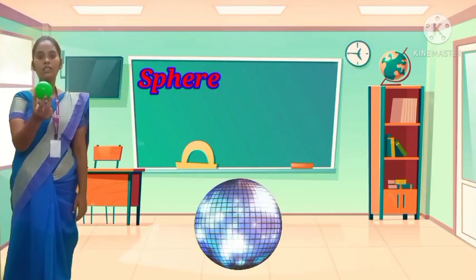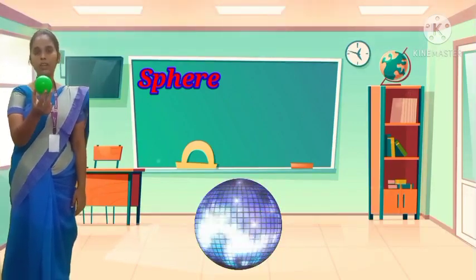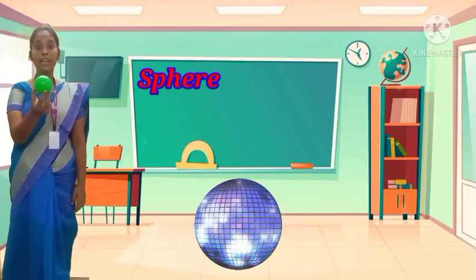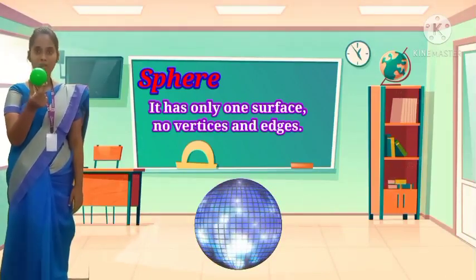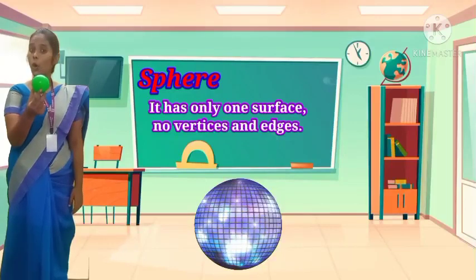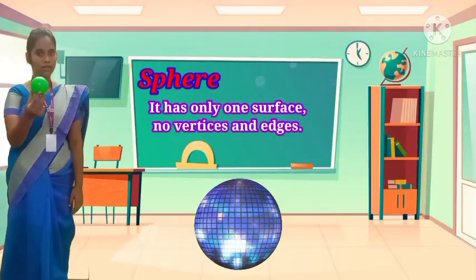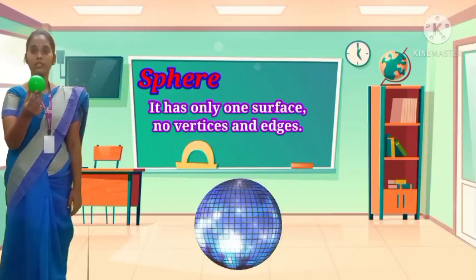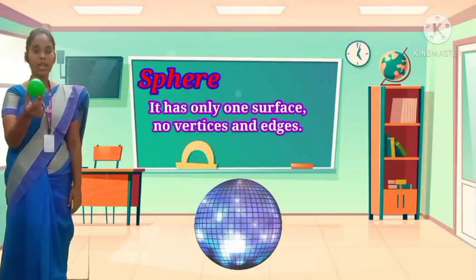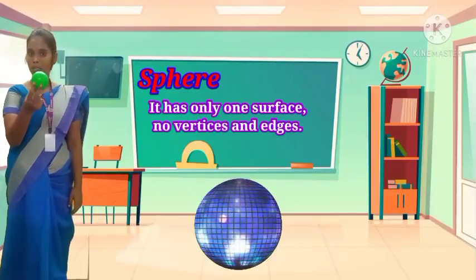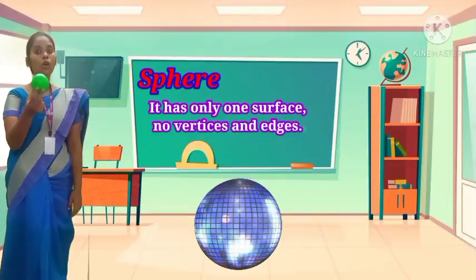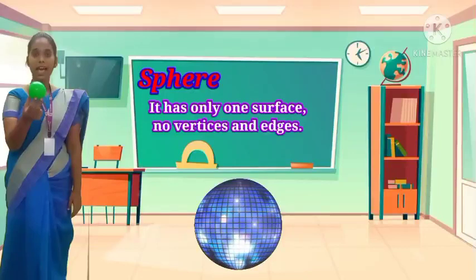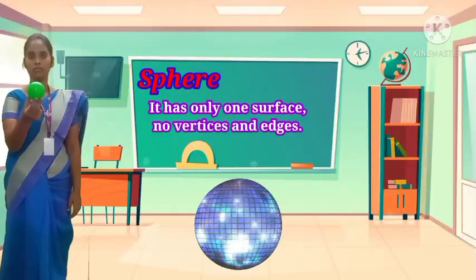Sphere. Sphere is a 3D shape. It has only one surface. It has no corners or vertices, and no edges.